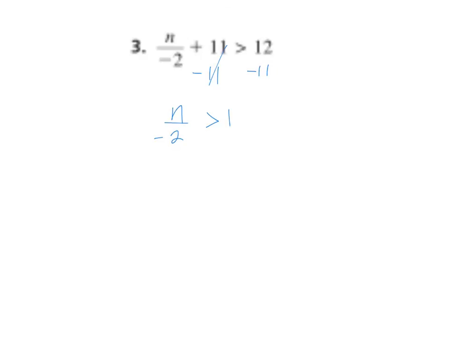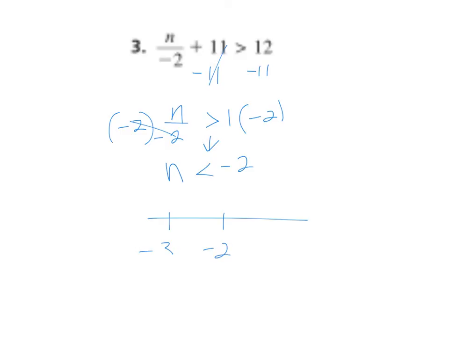Now, the inverse of dividing by negative 2 is multiplying by negative 2. So I'm going to multiply both sides by negative 2. I get n. Because I multiplied by a negative, I have to flip my inequality. So that's going to be is less than negative 2. Graphing this, I've got negative 2 to the left, negative 3 to the right, negative 1. Open circle, going to the left.